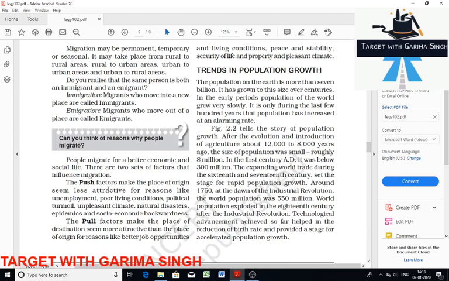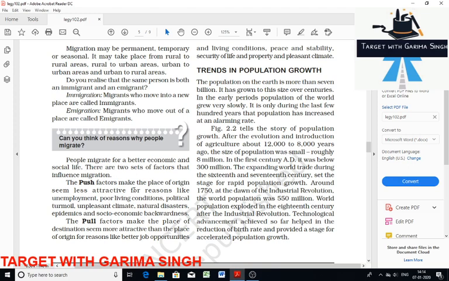Push factors make the place of origin seem less attractive for reasons like unemployment, poor living conditions, political turmoil, unpleasant climate, natural disaster, epidemic, and socio-economic backwardness. These are the push factors. Push factors basically make that place less attractive. That is why people migrate and go to another place.